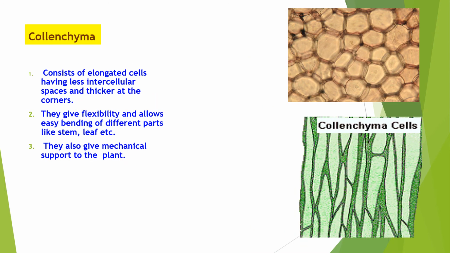Now let us see the next type of cells, the collenchyma. These consist of elongated cells having less intercellular space and are thicker at the corners. They are flexible and allow easy bending of different parts of stems and leaf. They also give mechanical support to the plant.